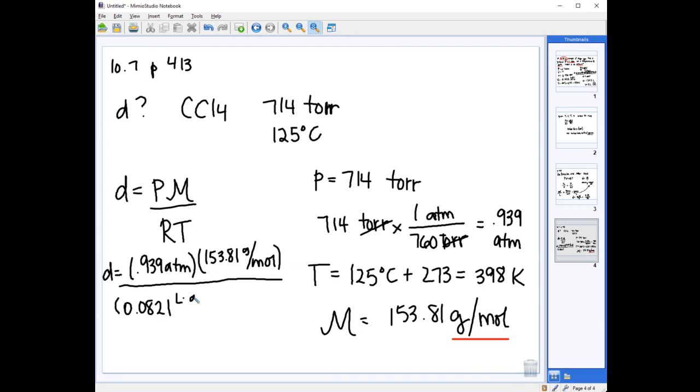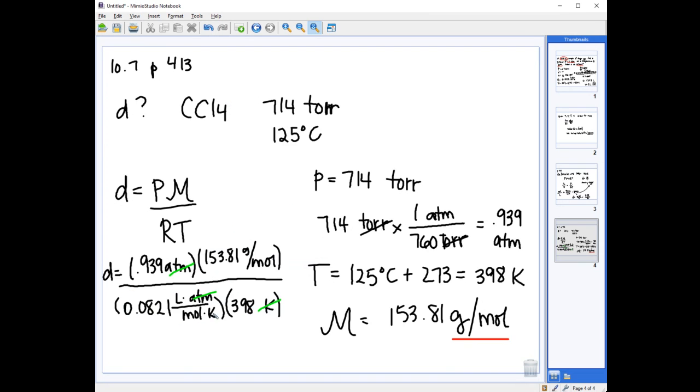0.0821 liter times atmosphere divided by mole times Kelvin. And then my temperature, 398 Kelvin. All right, so I want you to see what's going to happen with our units here, okay? Let me change colors so you can see this. All right. So atmosphere is going to cancel because I have atmosphere on top, atmosphere on bottom.